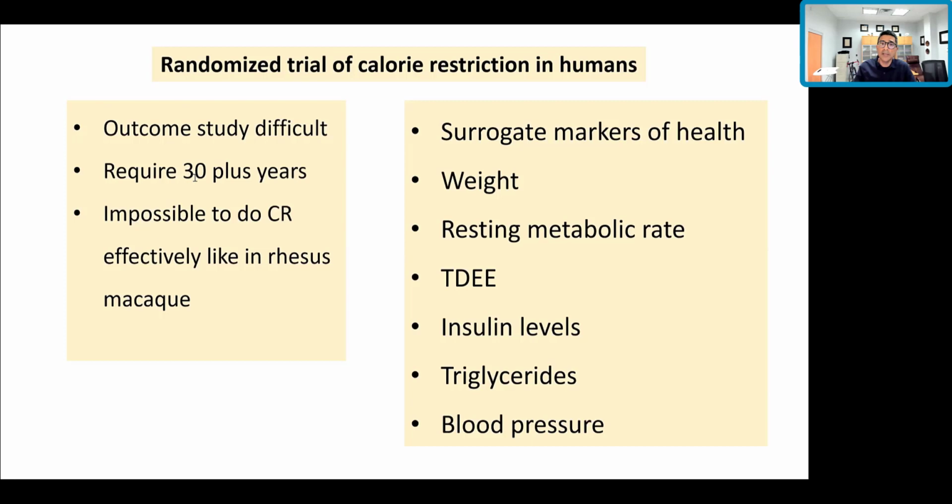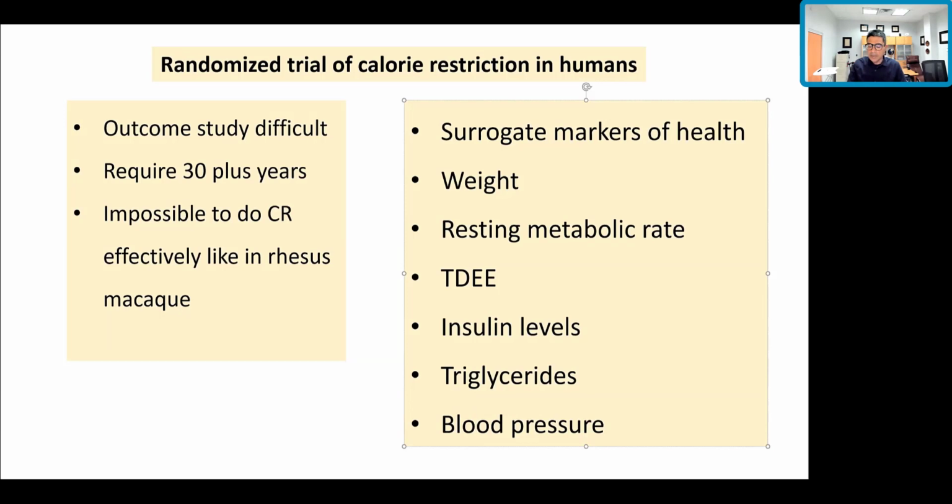It would also be impossible to be certain that these humans are doing calorie restriction and impose it on them for that many years. On the other hand, you can do short-term studies in which you get surrogate markers of health, like weight, like metabolic rate, like energy expenditure. I will define that further. Like insulin levels, triglycerides, and blood pressure. So a study like this was done.